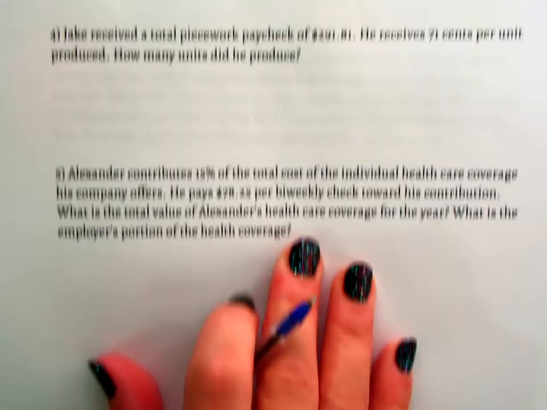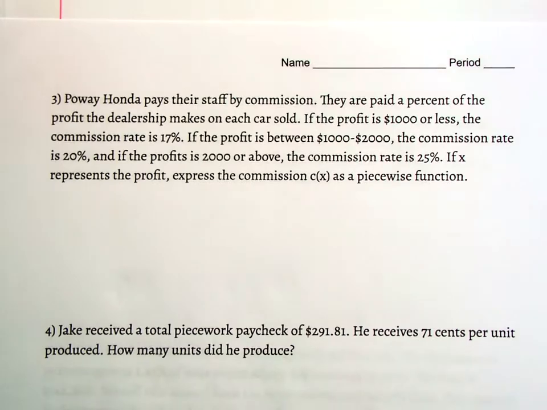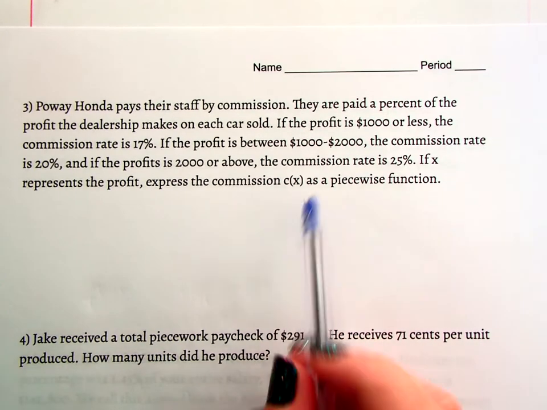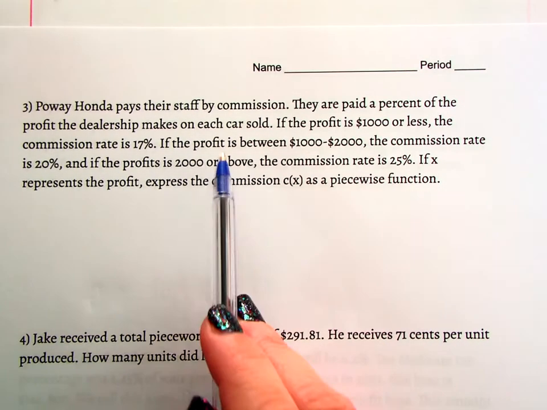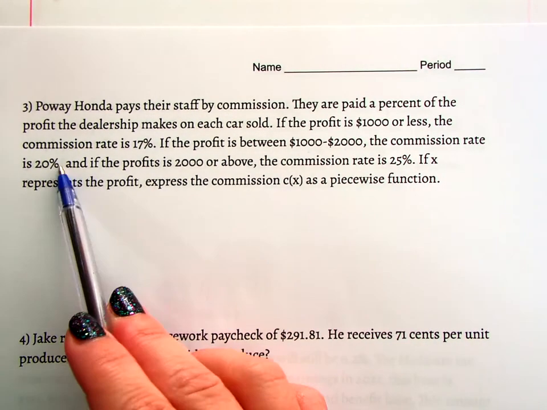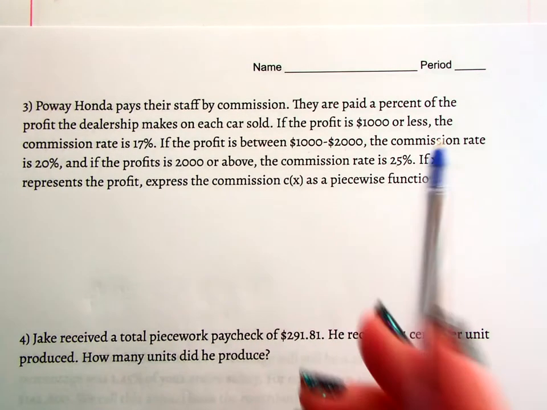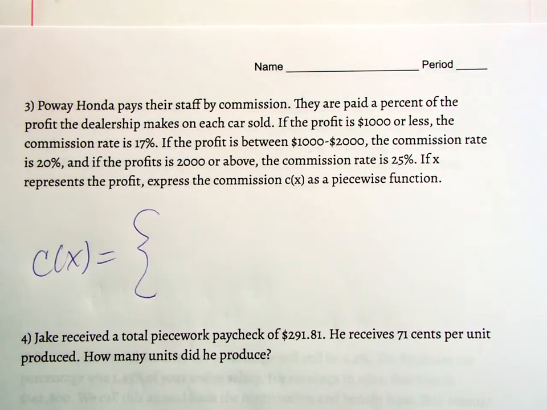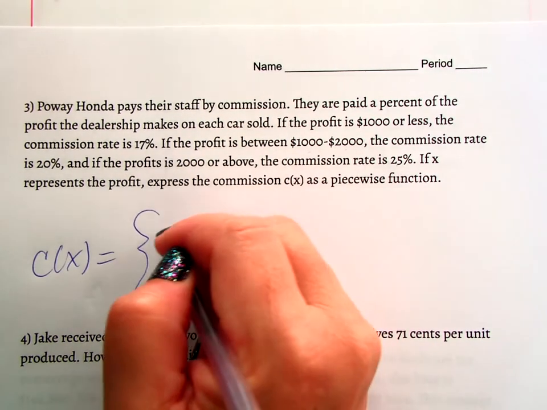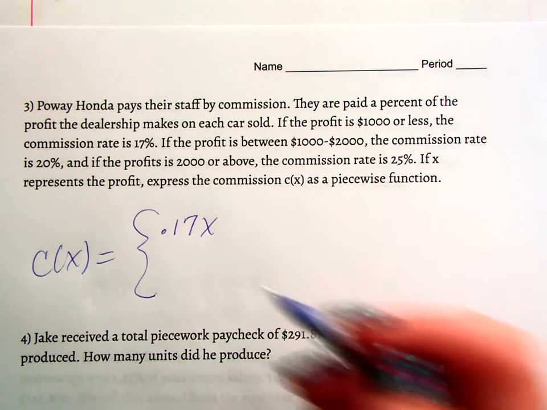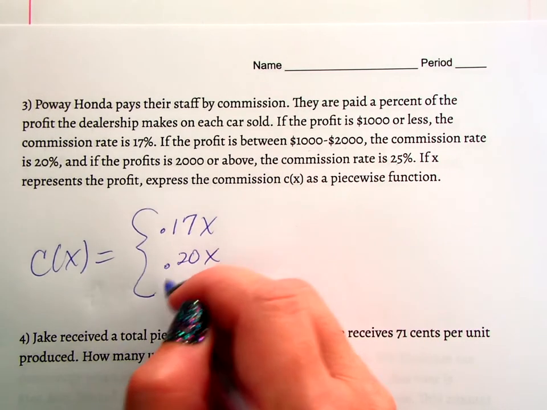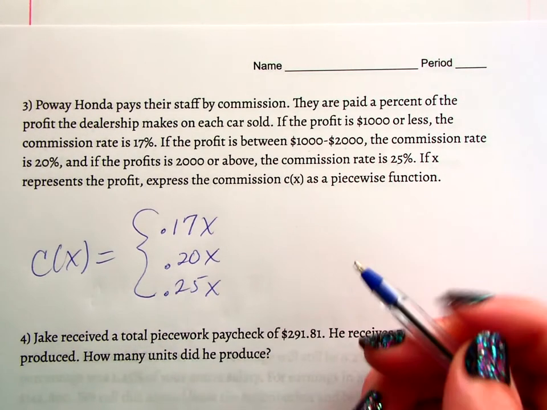All right. Poway Honda pays their staff by commission. They're paid a percent of the profit the dealership makes on each car. If the profit is 1,000 or less, you make this. If the profit is between 1 and 2, you make this. And if the profit is 2 or above, the commission rate is this. Let's write the piecewise function C of x. So the first is 17% of the unknown profit. The second one is 20% of that unknown profit. And the third is 25% of that unknown.